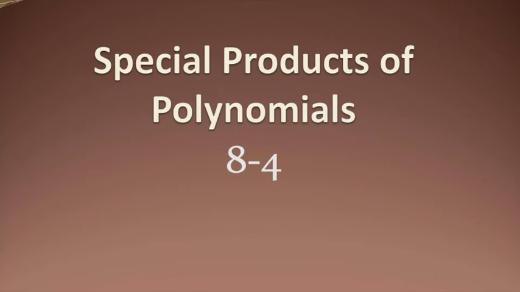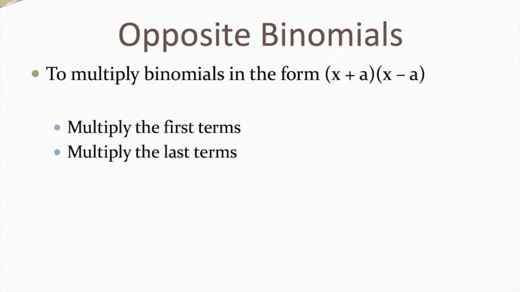Special products of polynomials. Opposite binomials. To multiply binomials in the form x plus a times x minus a, we multiply the first terms and multiply the last terms. So we'll multiply x times x and a times negative a. They must be opposites.